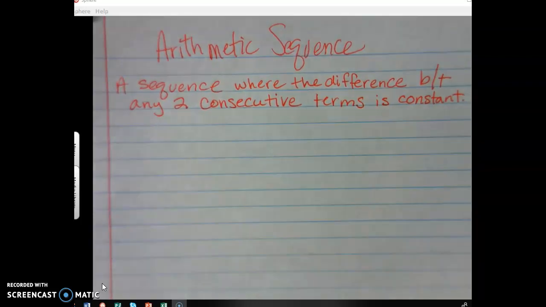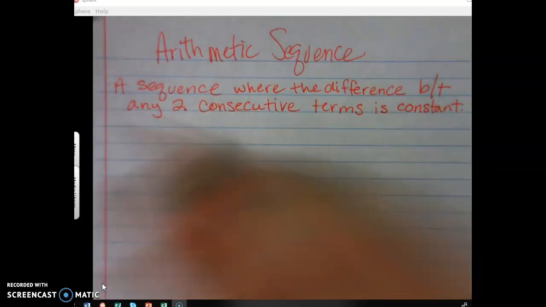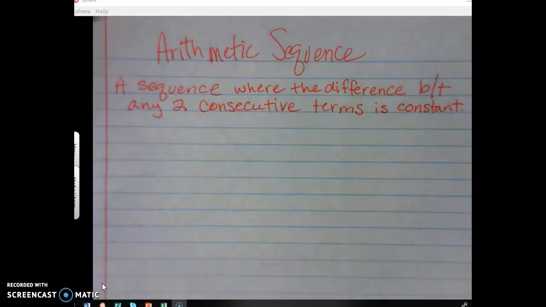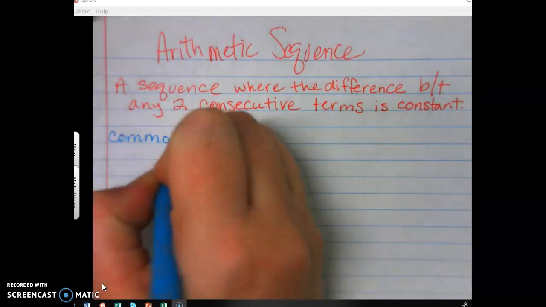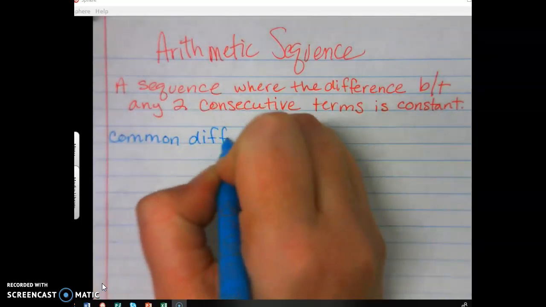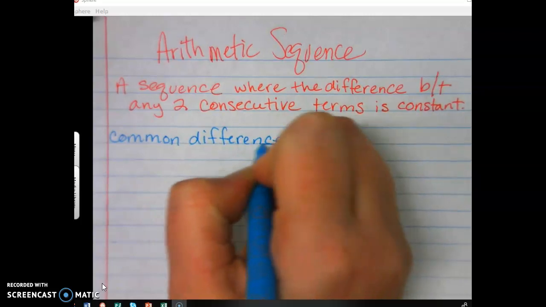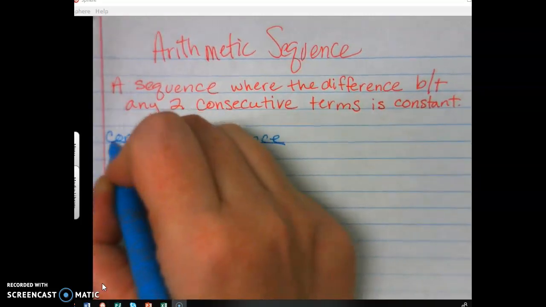Is constant. Okay? So that means it is constant. It's the same every time. Okay? Now, common difference. These are the only two words, I promise.